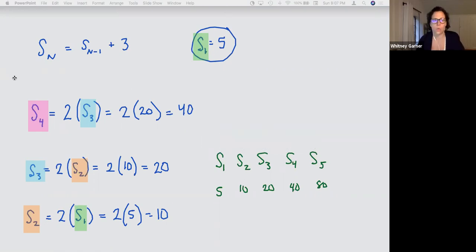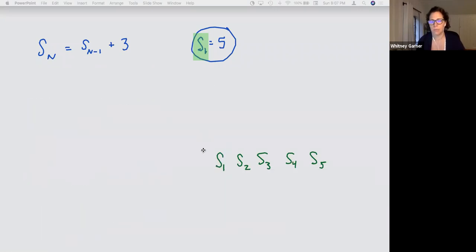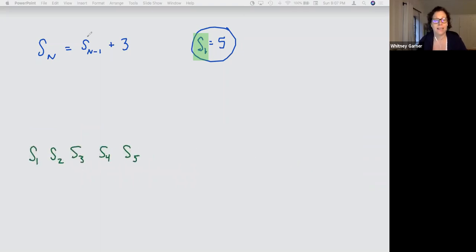So now what I'd have is that each term after the first one, I find it by taking a term and adding 3 to it. So I'm going to add 3, and then add 3, and then add 3, and then add 3. So if S sub 1 is 5, I add 3 to it, 8, I add 3 to it, 11, I add 3 to it, 14, and 17, and I can keep counting them out as far as I want.